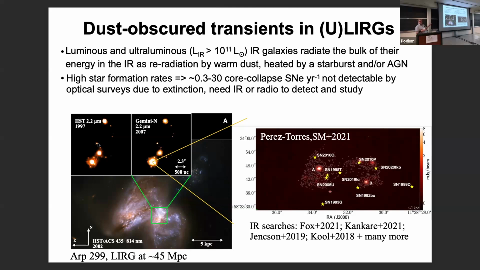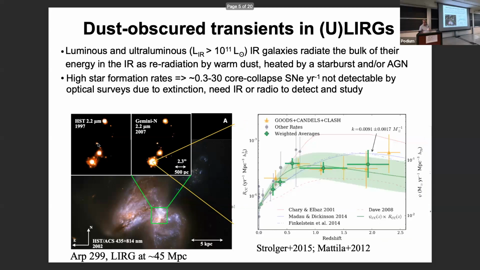These are not visible by optical surveys because of the high extinction, so we have to move to the infrared or radio to have any chance of detecting these. There have been a number of efforts in the infrared. I just listed a few examples here, but there are actually many more examples.